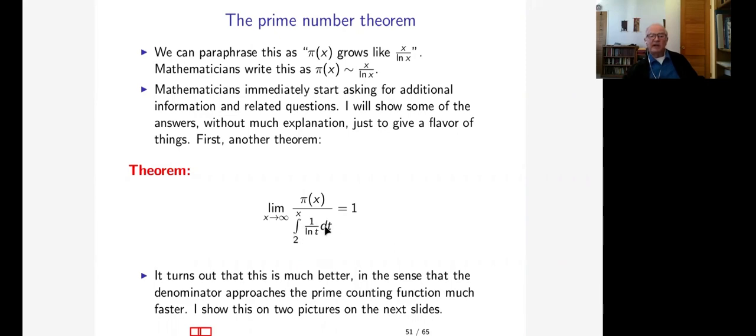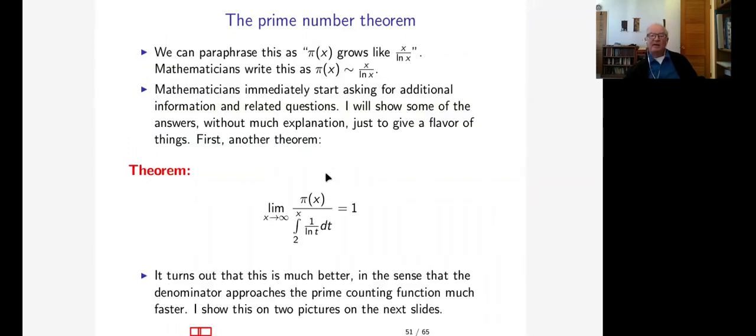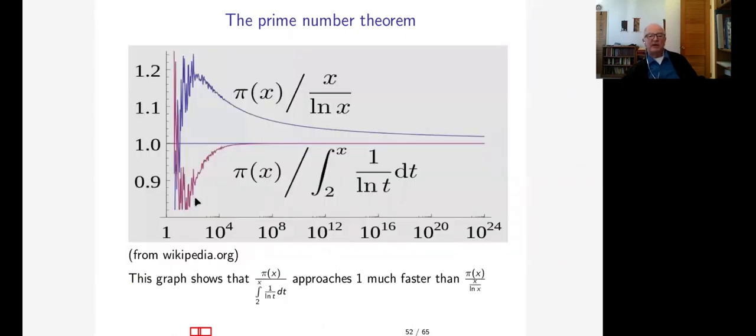So this brings in integral calculus. We compute this integral as x gets bigger and bigger. This integral changes value and gets bigger and bigger, and the way the result grows is the same as the way pi of x grows. So this turns out to be, mathematically speaking, even better. It's a little bit more complicated than this one, but it is a better approximation of pi of x. Now let me show some pictures. Here I am showing a picture comparing these two functions. So here is 1.